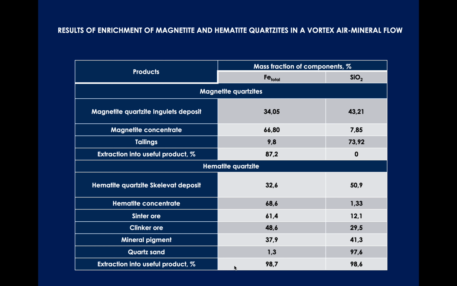This slide shows the quality indicators of products. The output of products from different fields and from different companies may differ slightly. Discussion of the results. The first, as a result of enrichment of magnetite quartzites, two products are produced: concentrate used and enrichment tailings accumulated. Processing of hematite quartzites allows producing a greater number of marketable products.